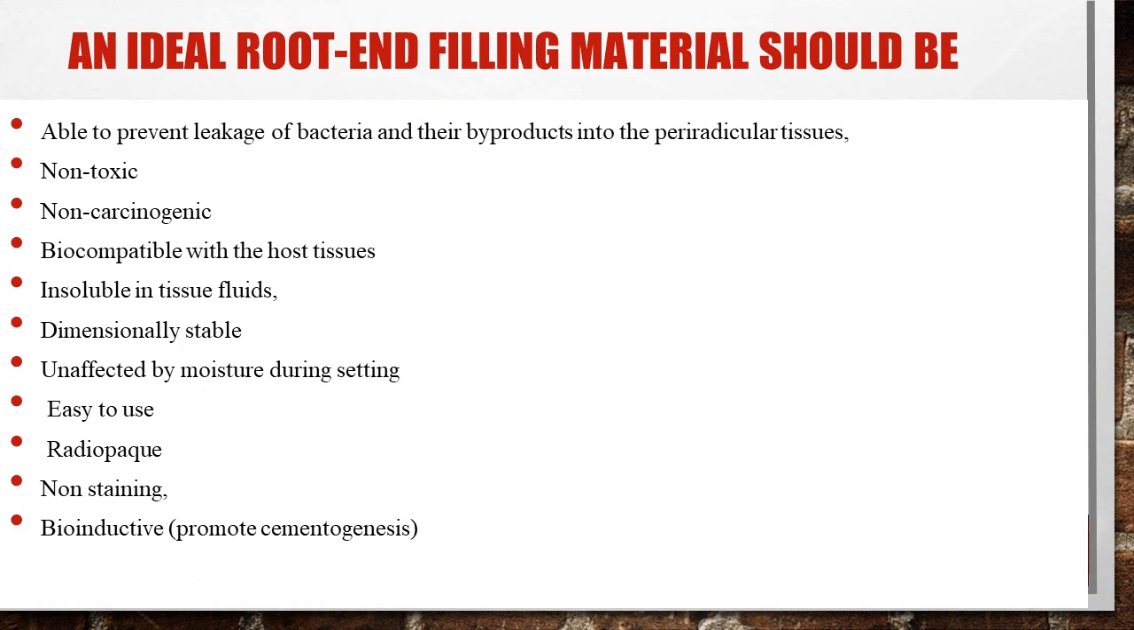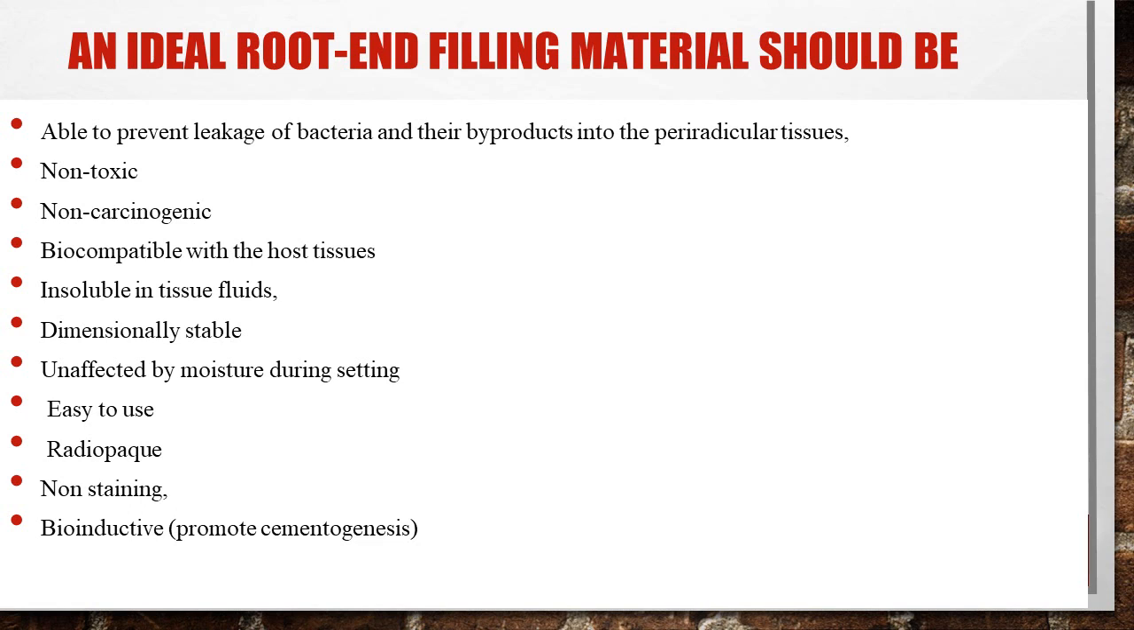Now what are the requirements of an ideal root end filling material? They should be able to prevent the leakage of bacteria and their byproducts into the periradicular tissues, that is number 1. So you do not wish the chances of a subsequent reinfection.